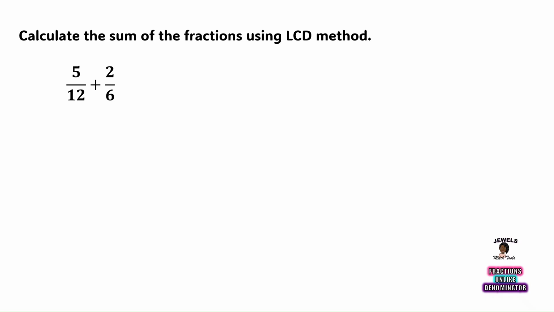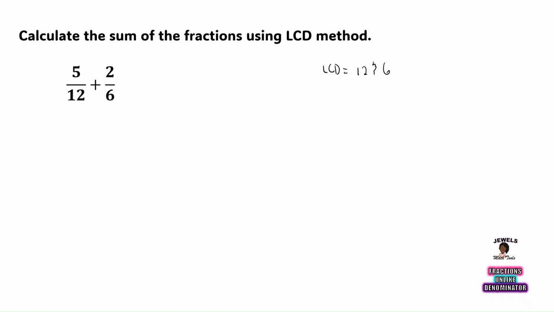In this session, we will be calculating our fractions when we are using the lowest common denominator method. Now, to use this method, the first thing we need to do is identify the numbers that are in our denominators. And remember that the numbers in your denominators will be the numbers that are in the bottom part of your fraction, which is 12 and 6.